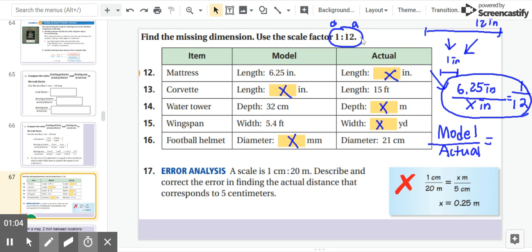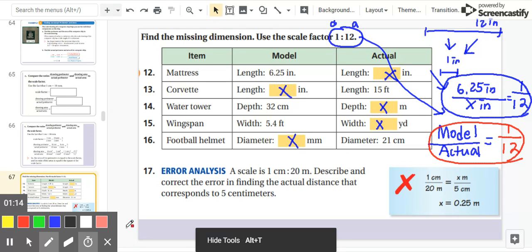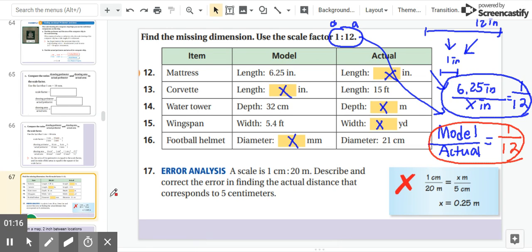And here the scale is 1 to 12. And finish this slide by yourself, and we're going to check this together.